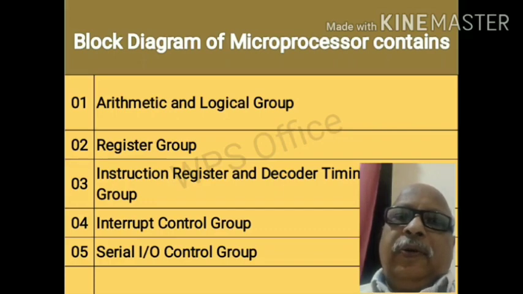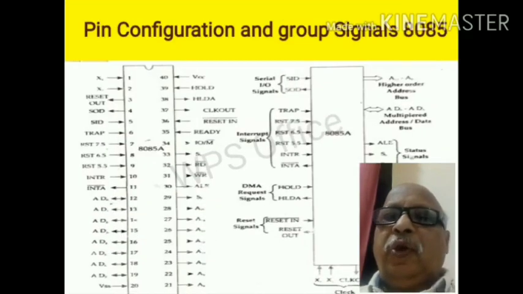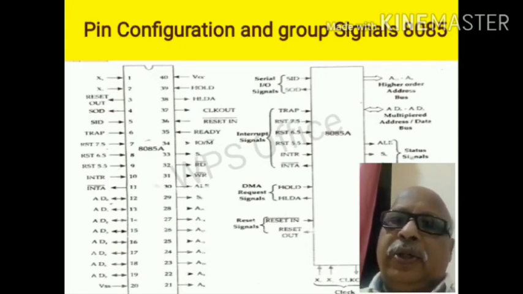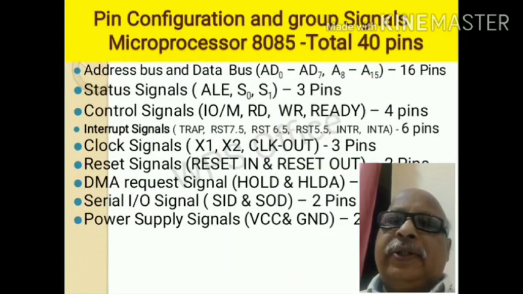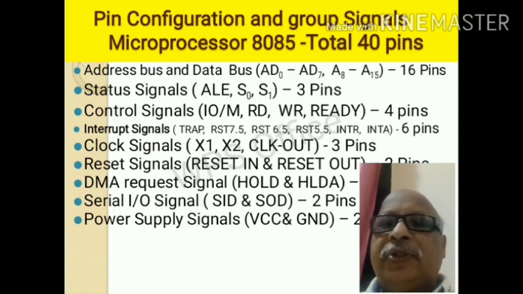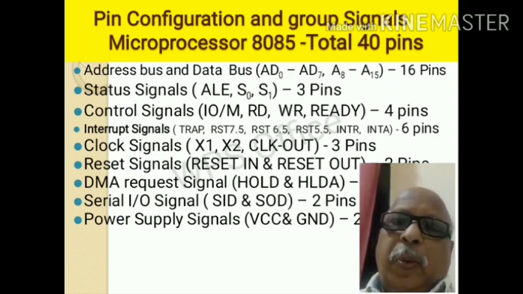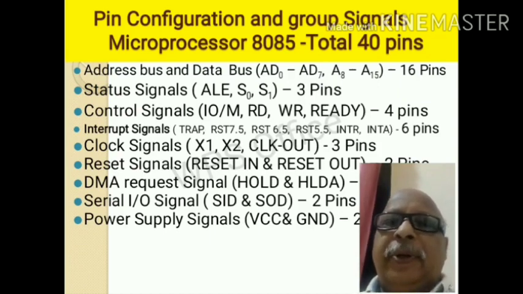Out of that, this figure shows the pin configuration and group signals of 8085. So what are the different functions of pins? What are the different pin group signals of 8085 is shown. Pin configuration and group signals of microprocessor 8085 are, that is, there are 40 pins. Out of that, 16 pins for address and data bus. That means address is of 16 bit and data is of 8 bit. But only 16 pins are used for address bus and data bus. So demultiplexing is used for this. Same pins are used for address as well as for data.